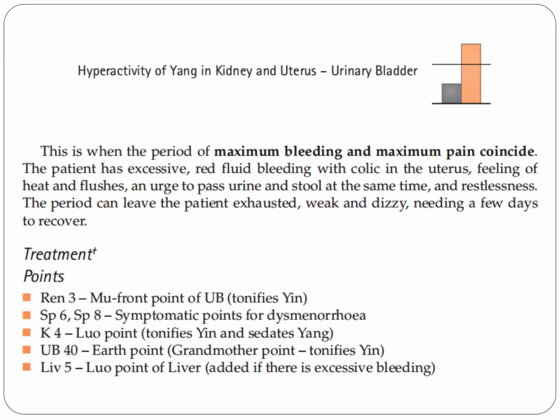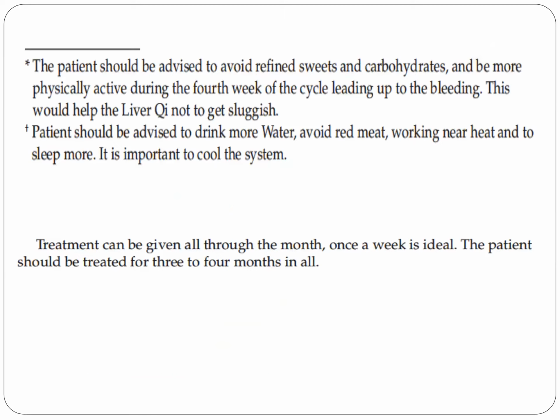Treatment, the points are Ren 3, the front view point of the urinary bladder, tonifies the yin. Spleen 6, Spleen 8 are symptomatic points for dysmenorrhea. Kidney 4, luo point, tonifies the yin and sedates the yang. Bladder 40, earth point, grandmother point, tonifies the yin. Liver 5, luo point of the liver, added if there is excessive bleeding.